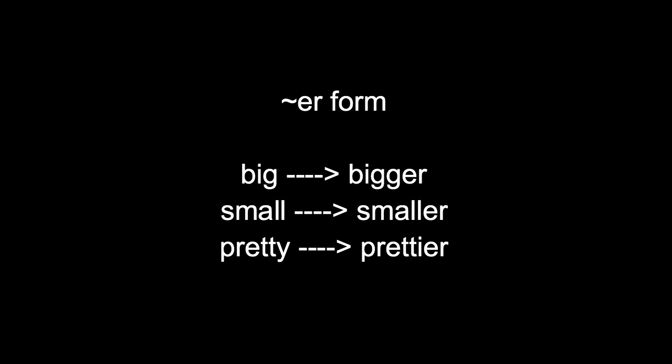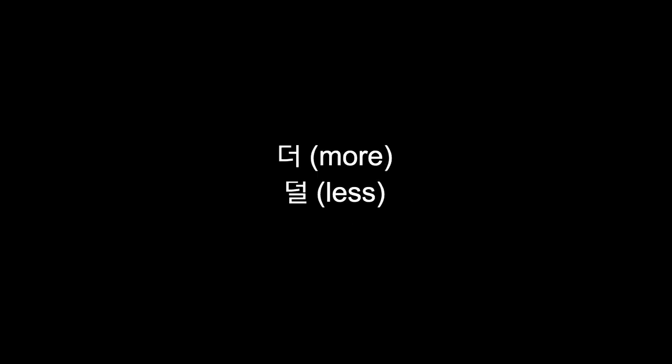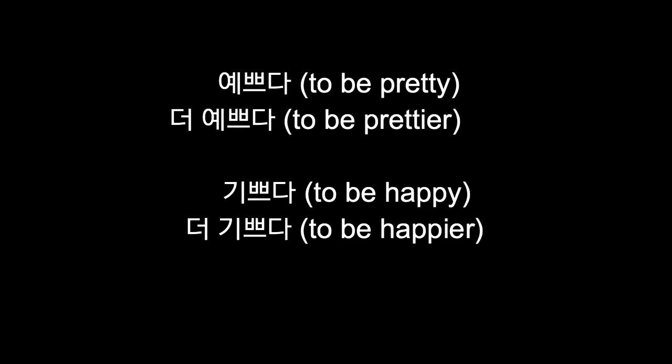Now that we know what a comparative is, let's learn how to form it in Korean. It's actually rather simple, as you only have to know two adverbs, 더, meaning more, and 덜, meaning less. These are placed before the adjective in order to make them into their comparative form. For example, 예쁘다 means to be pretty. If we add 더 in front, we get 더 예쁘다, which means to be prettier. Similarly, 기쁘다 means to be happy, and 더 기쁘다 means to be happier. You can then conjugate the adjective as normal.